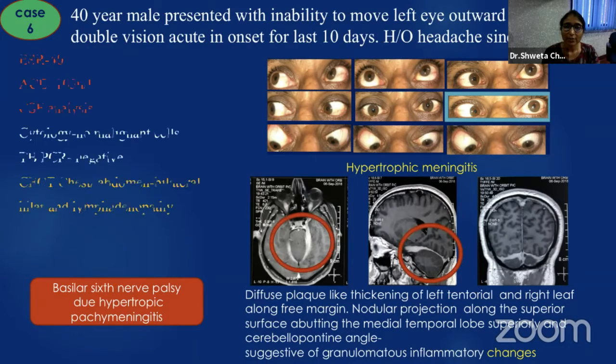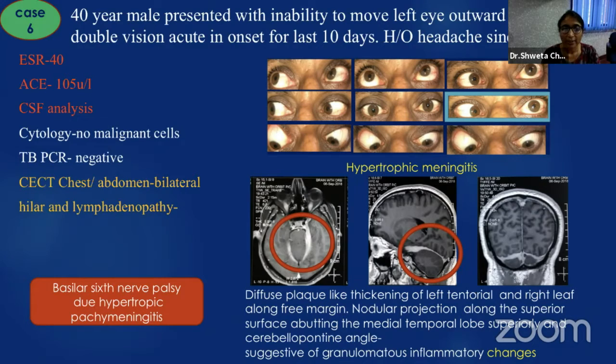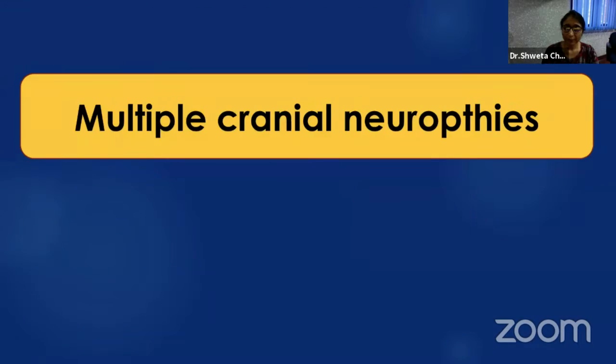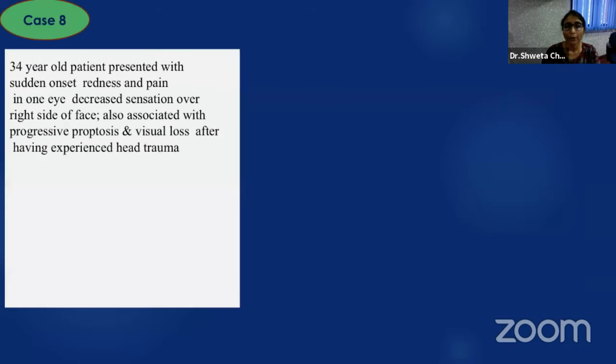Further investigations revealed a high level of ACE. CT chest revealed hilar lymphadenopathy, and its biopsy revealed non-caseating granuloma. So it was a sarcoid-related pachymeningitis. Now, neuroimaging is also quite helpful in multiple cranial neuropathies. It helps you localize where the lesion is.